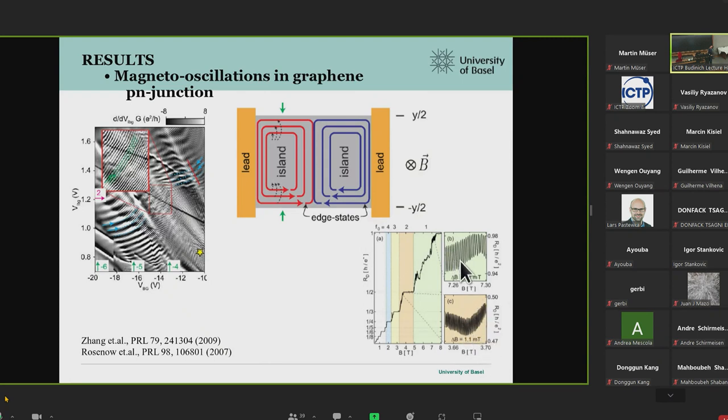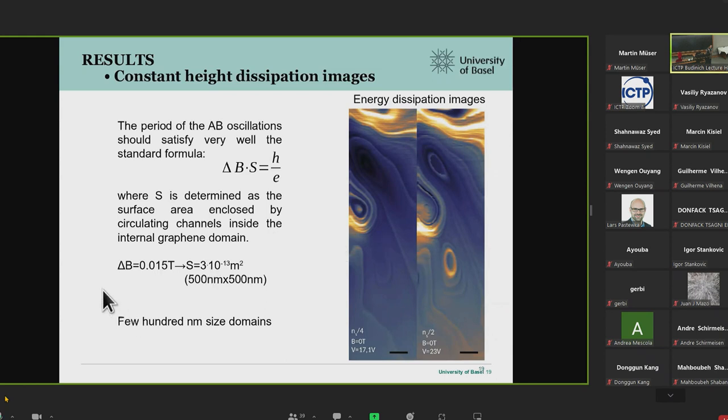And these oscillations are known as Aharonov-Bohm oscillations. The period of Aharonov-Bohm oscillations should be given by this formula: the magnetic flux which is enclosed by this domain of different charge must be equal to the magnetic flux quantum. And if we know our periodicity, and we have it from our FFT, we can actually estimate S, the effective size of a magnetic domain, and compare with the image that we measured.